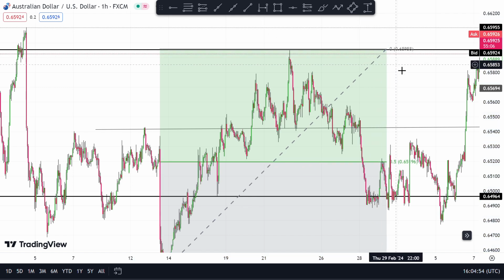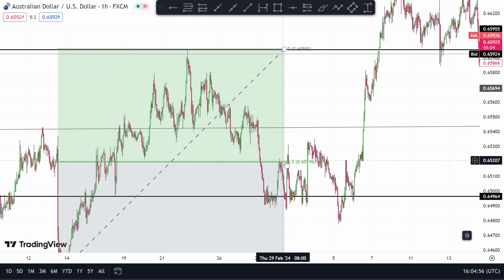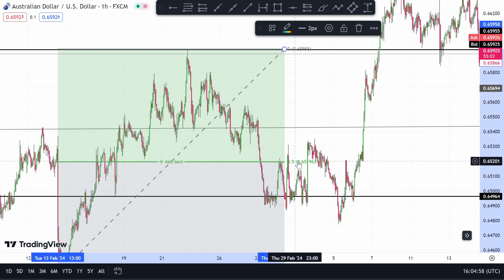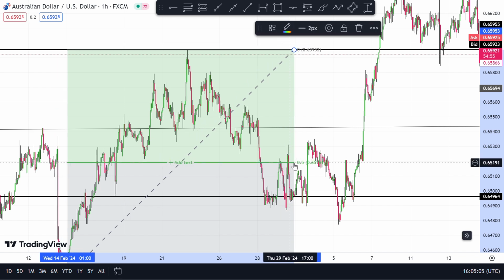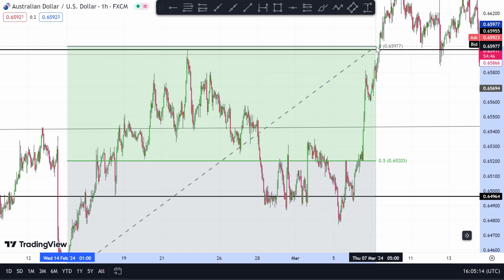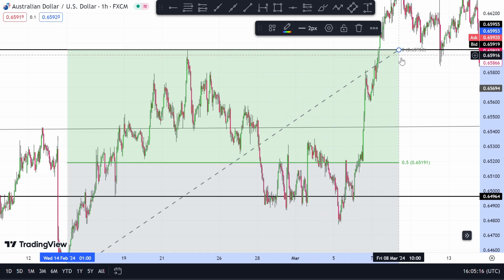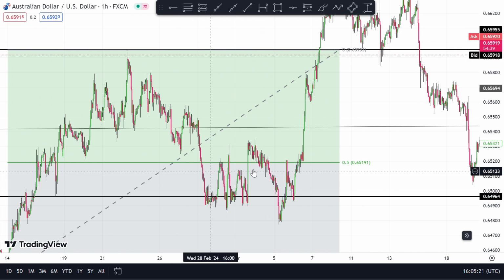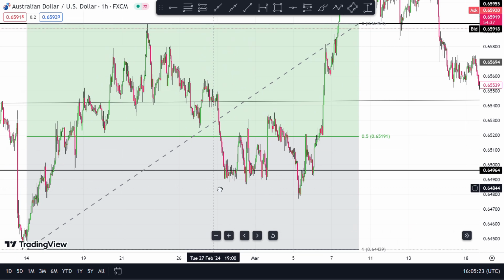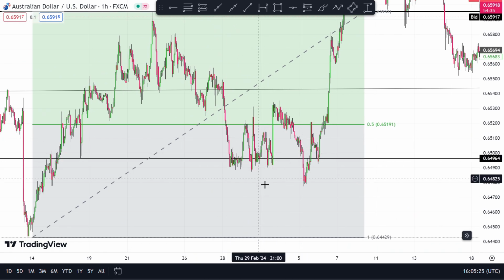Alright, as you can see, we wait for price. Alright, so we wait for price to come, testing our discount. So we'll look for our entry. So as you can see, at this point, price came to our discount right here.